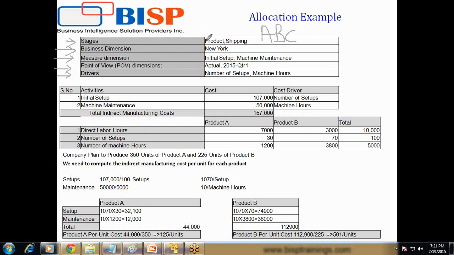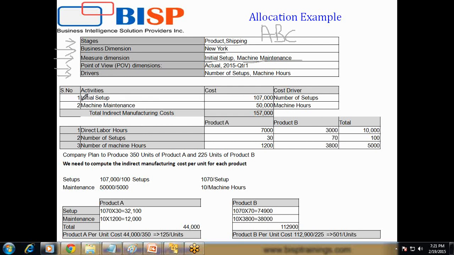So in this example, the stages are product and shipping. My business dimension is New York, and measures or your facts are initial setup and machine maintenance. Let's see how this works. So I would like to find out the profitability of my different products A and B, right? And we would like to see allocation.